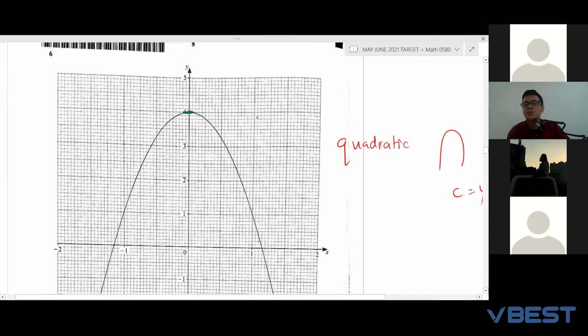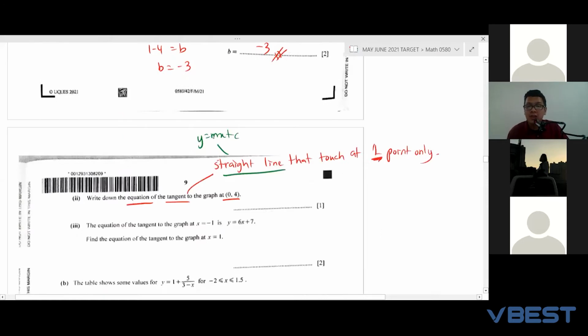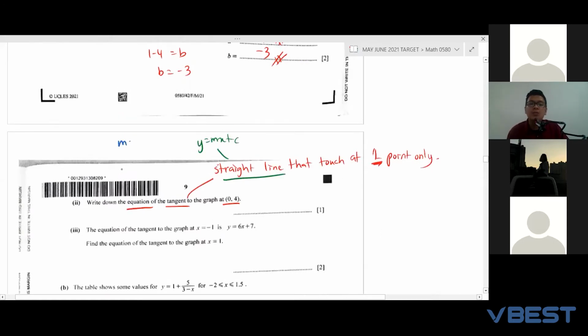Or maybe if you don't see that it's the maximum point, just draw the tangent line here. The tangent line touches at 1 point only. And what is the gradient here? The gradient of the line is 0. So the gradient m here is 0. So later on, your x also will be 0.